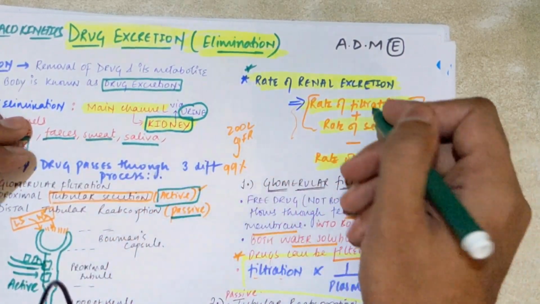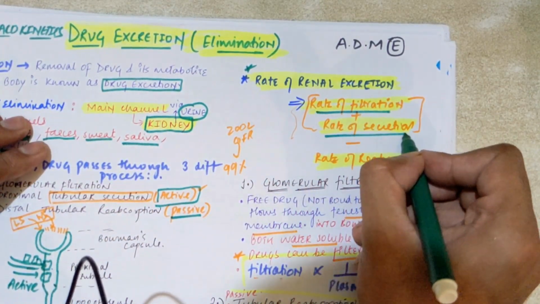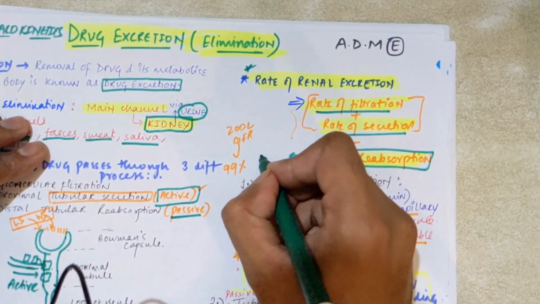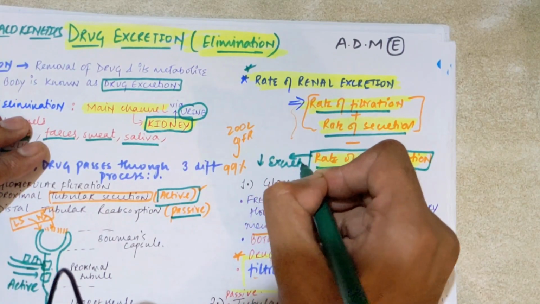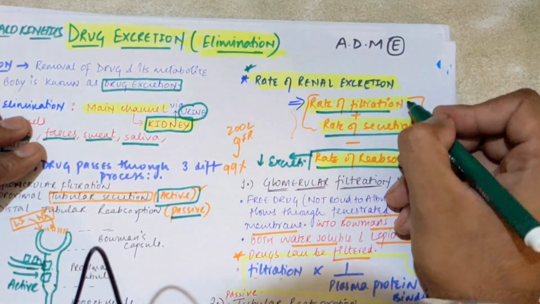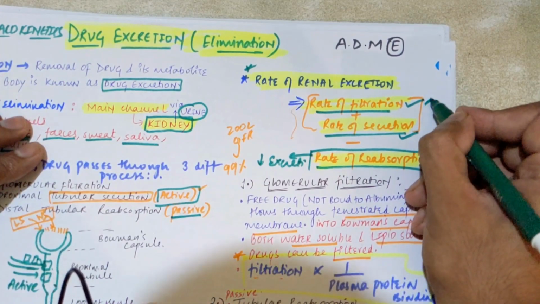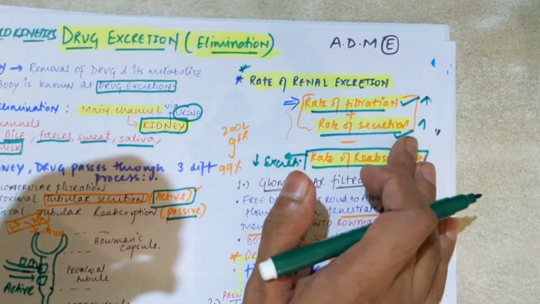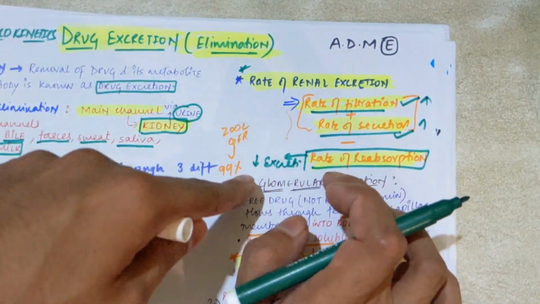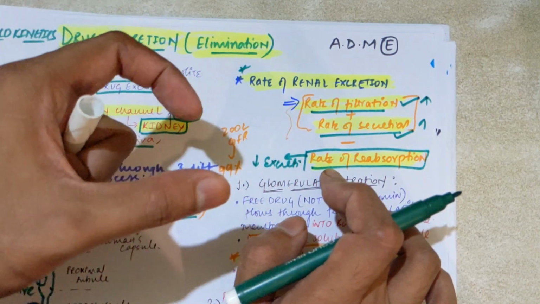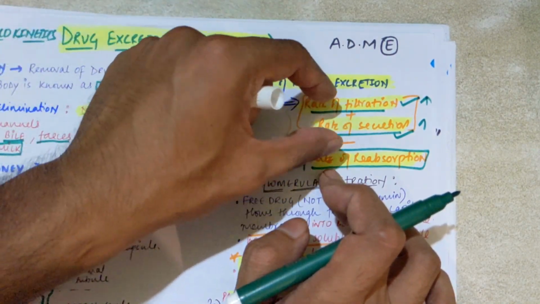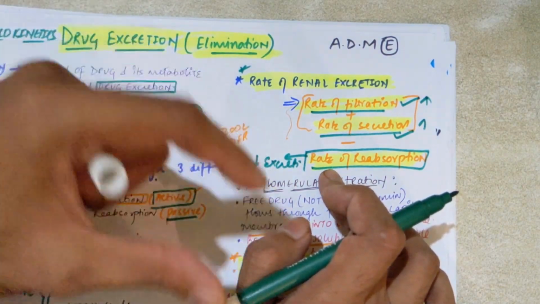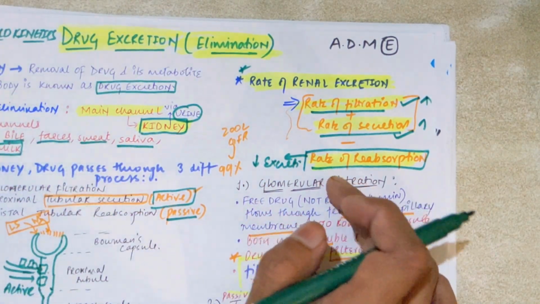And one more formula here: rate of renal excretion, relating all these three processes, is the rate of filtration plus rate of secretion minus rate of reabsorption. Rate of reabsorption decreases your excretion because the drug will be reabsorbed again, but rate of filtration and rate of secretion will increase. So if some percentage of drug is reabsorbed, we subtract that amount and add the filtration and secretion rate, and then we get how much drug is excreted through the urine.